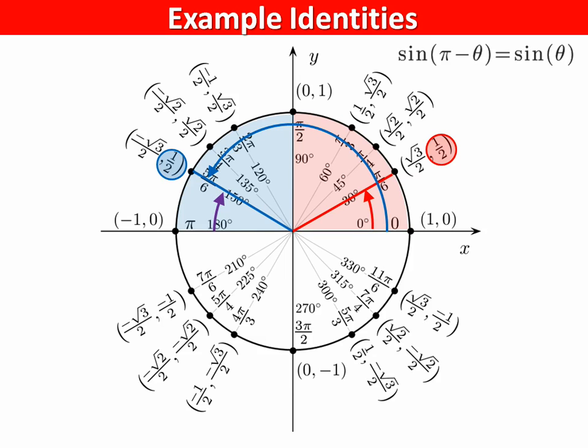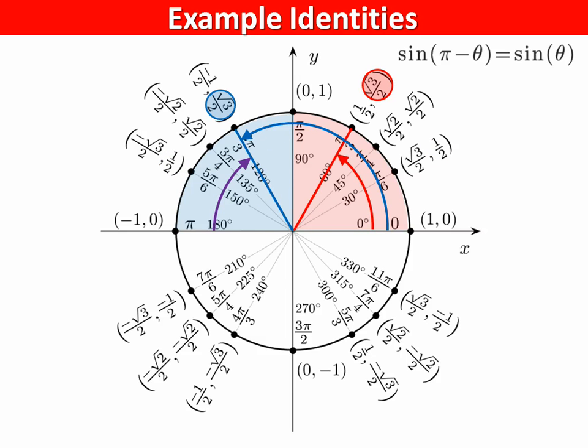Let's look at pi over 3 in red and pi minus pi over 3, which is 2 pi over 3, shown in blue. The purple angle is the angle that was subtracted from pi. The y-coordinates of both points are root 3 over 2. Note that the x-coordinates of the points in quadrant 2 are the negative of the x-coordinates of the points in quadrant 1. This is because the points in quadrant 2 are a reflection of the points in quadrant 1 in the y-axis.